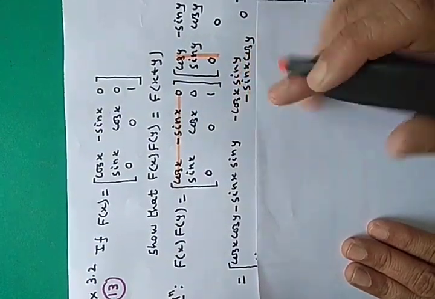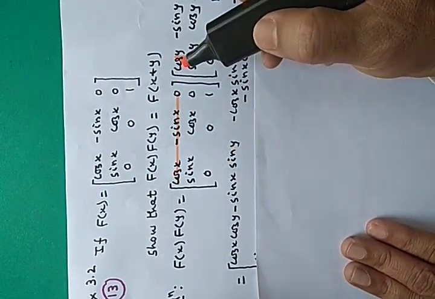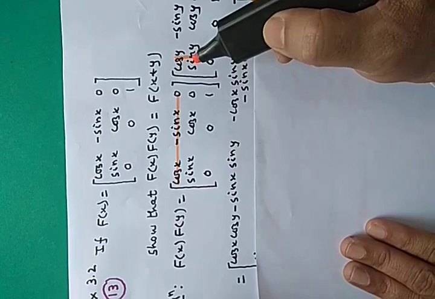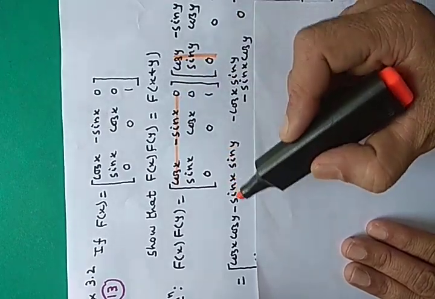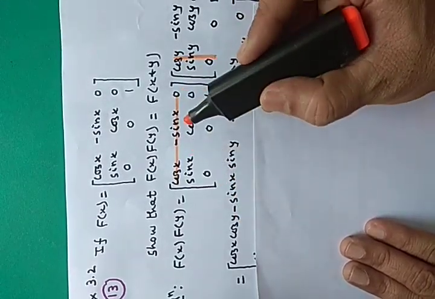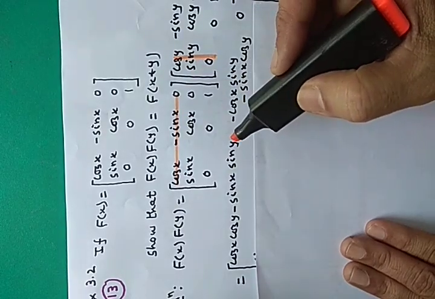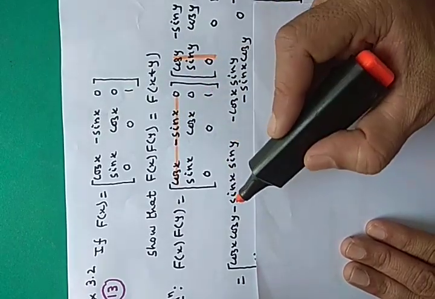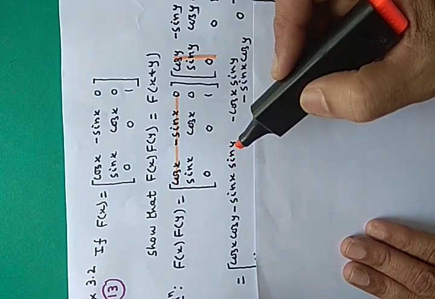We have to multiply cos x with cos y, then minus sin x with sin y, and 0 with 0. So this will be cos x cos y minus sin x sin y plus 0. Okay, so it will be cos x cos y minus sin x sin y.